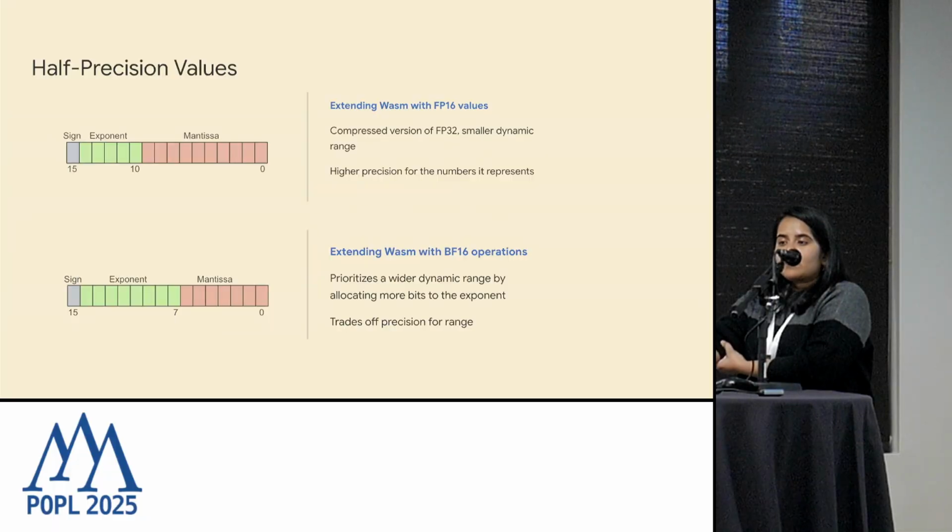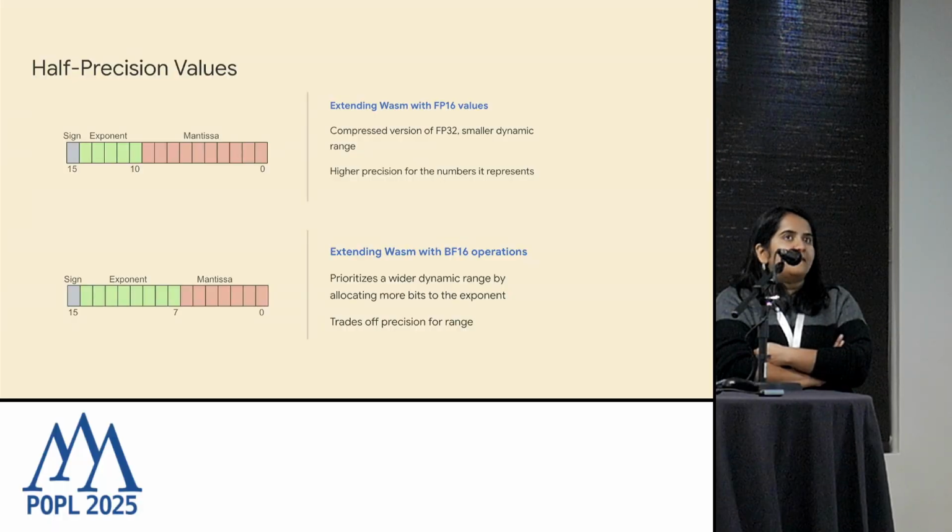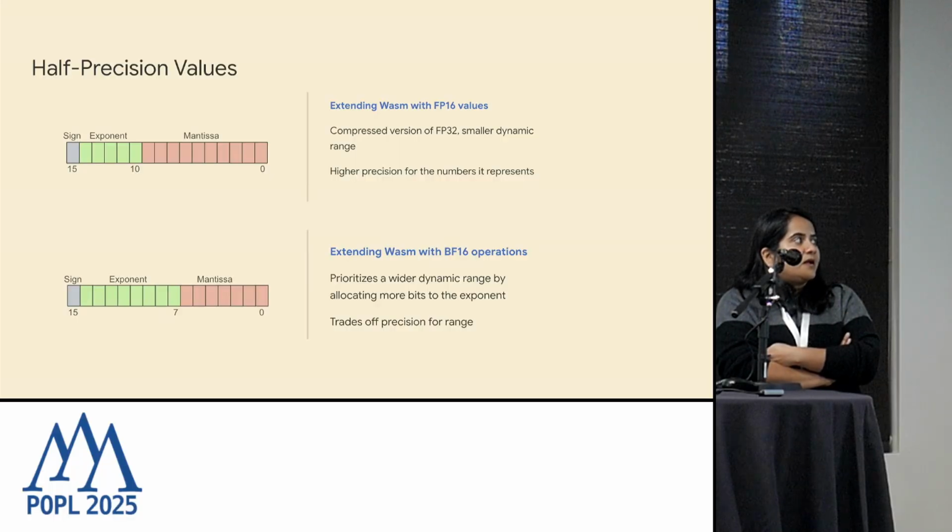So a couple of things we're looking at are two different types of half precision values. We're looking at extending WASM with FP16 values, which is a compressed version of FP32. It has smaller dynamic range, but higher precision. FP16 is something where we have an end-to-end working prototype in the tools and in the runtime, and we're working on some early benchmarking.